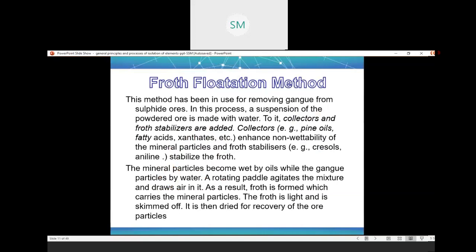A rotating paddle agitates the mixture and draws air into it. As a result, froth is formed which carries the mineral particles. The froth is light and it is skimmed off. It is then dried for recovery of the ore particles.